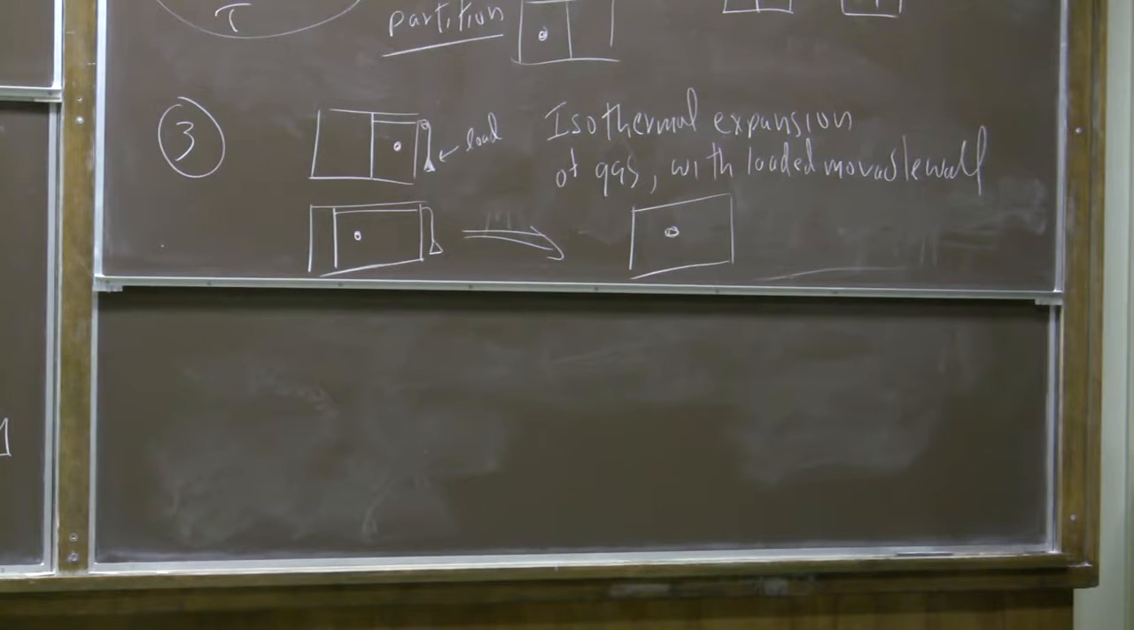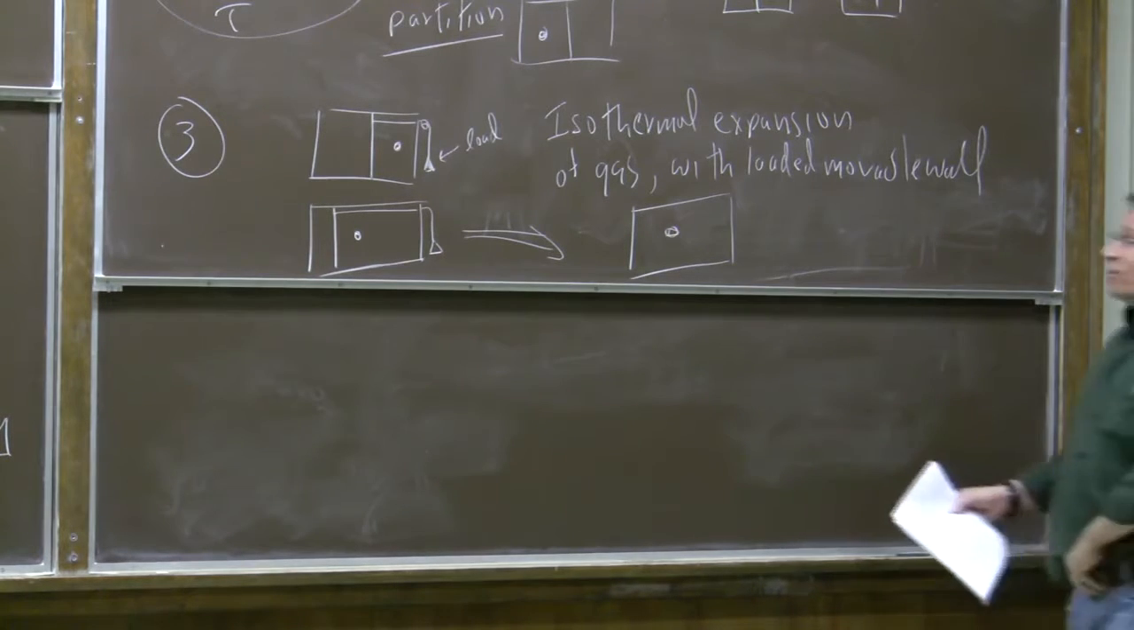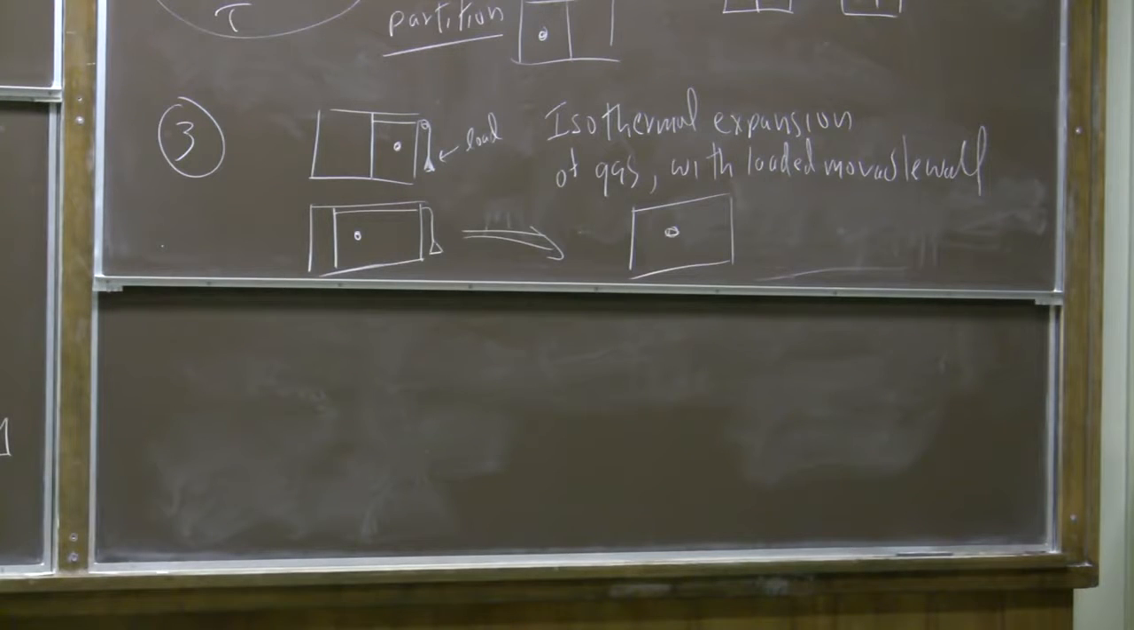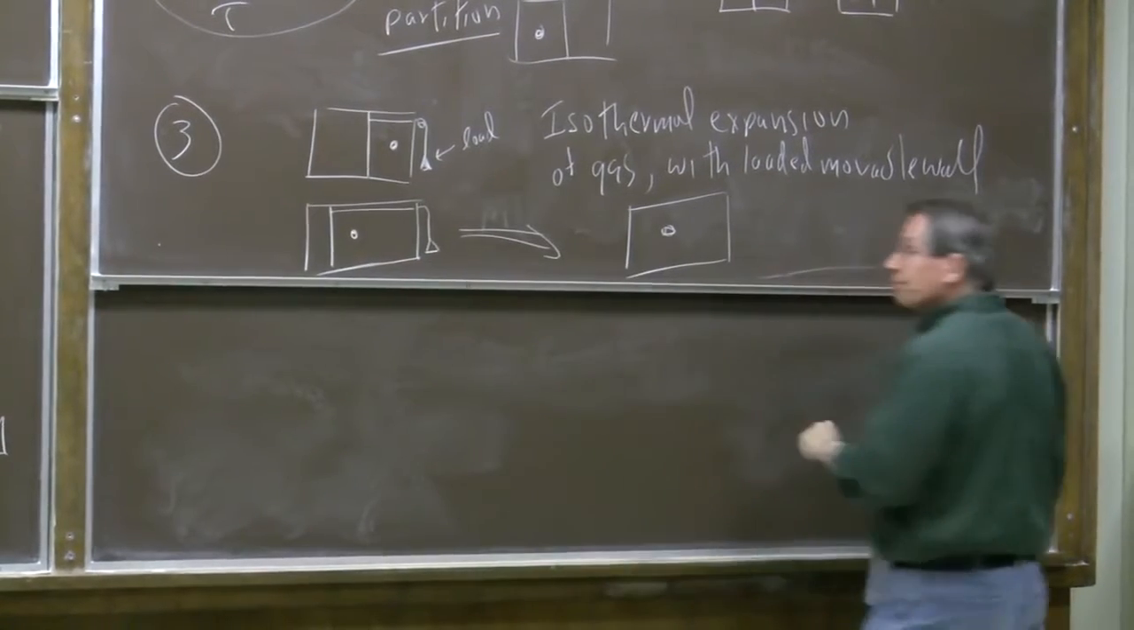Yes? How do we know it will expand all the way that way? How do we know it won't just come to equilibrium, like, there's no particle in the other? Well, it's an isothermal process, so it won't actually lose energy. It'll stay in contact with the reservoir at temperature T, so it'll keep bumping into the wall and pushing it each way.